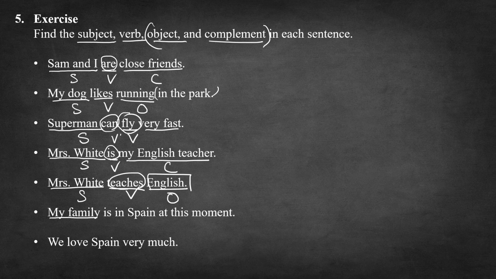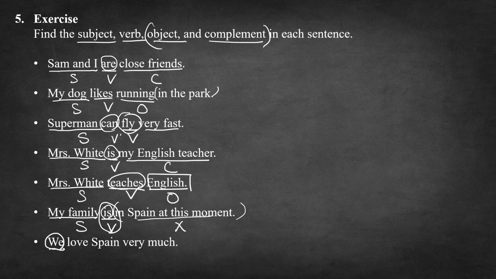The next sentence: my family is in Spain at this moment. So my family is the subject. Is is the verb. Now this verb is talking about existence, so there is no complement. So this is a perfect intransitive. So my family is where? In Spain.